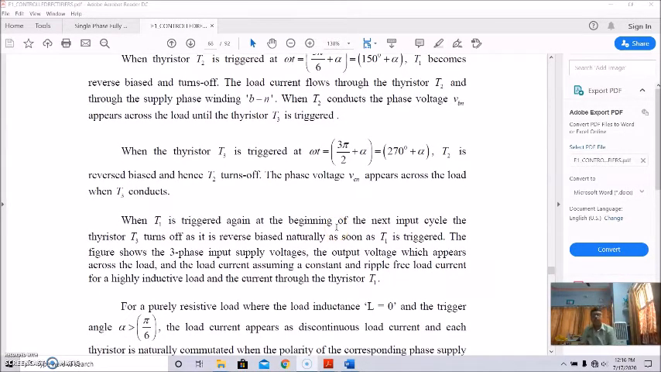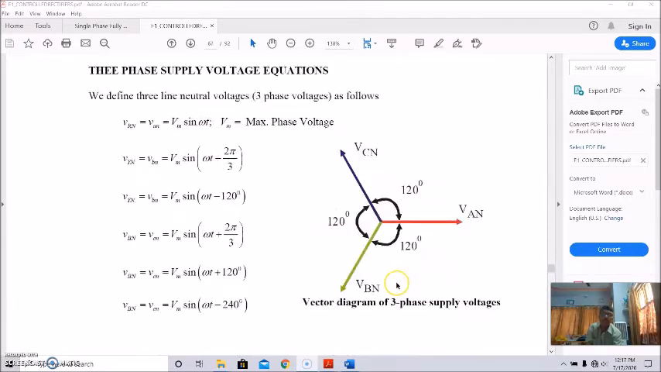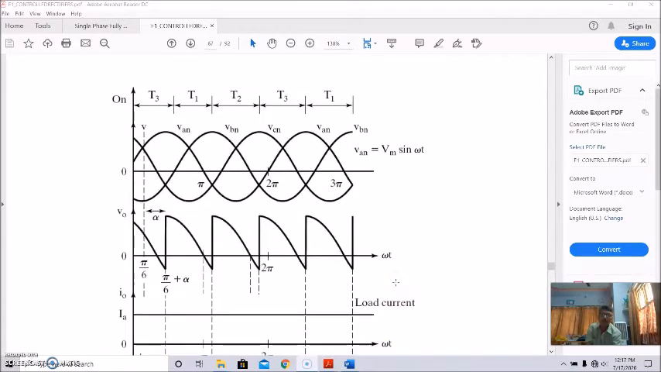So when thyristor 1 is triggered again at the beginning of the next input cycle, thyristor T3 turns off as it is reverse biased naturally as soon as T1 is triggered, and that is shown in the figure. That is the three-phase input supply voltage, the output voltage which appears across the load, and the load current assuming a constant and ripple-free load current for a highly inductive load, and the current through thyristor T1. So that is shown here. Actually this is the waveform.